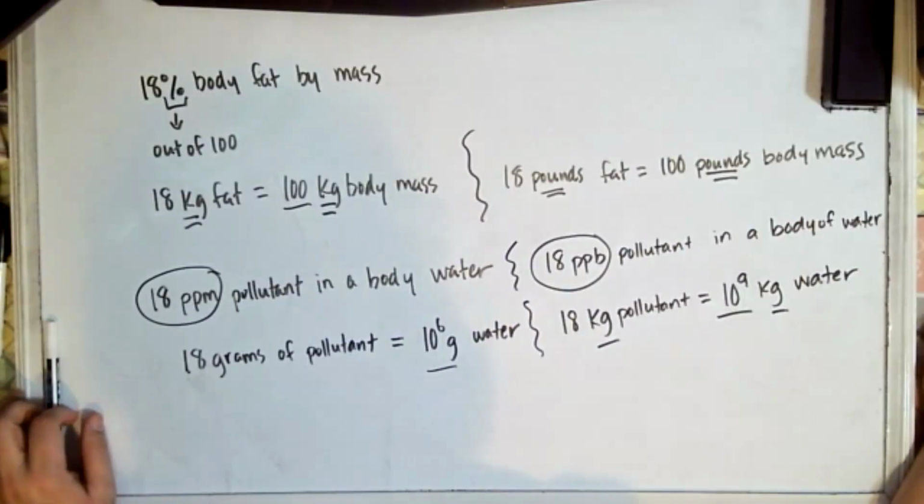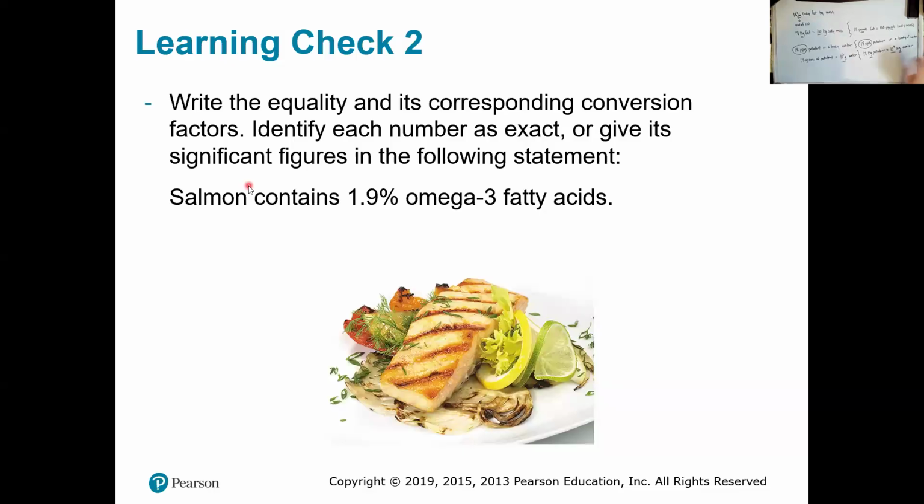All right, so let's look at the next example here. This asks us to write the equality and its corresponding conversion factor, and identify the number as exact or give its significant figures in the following statement. It just says salmon contains 1.9% omega-3 fatty acids.